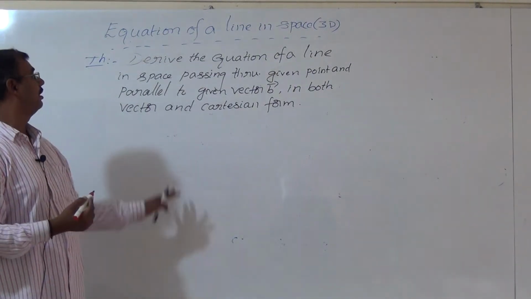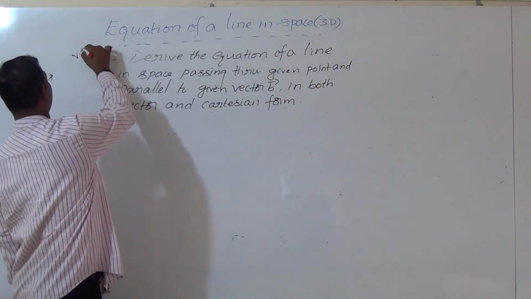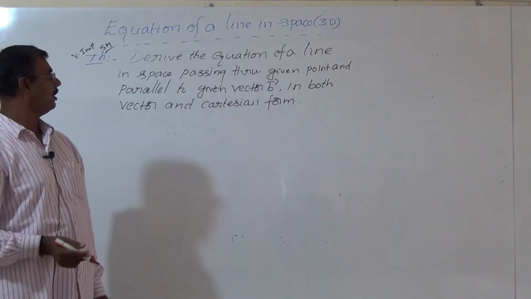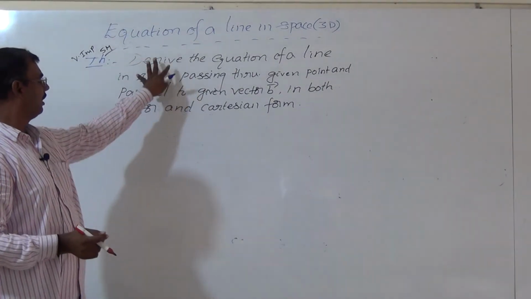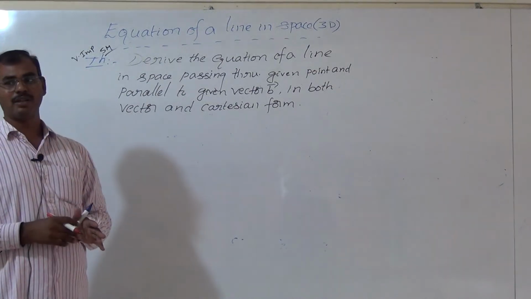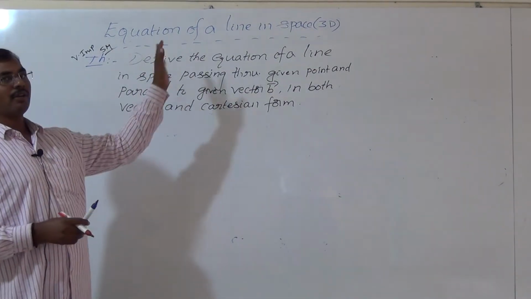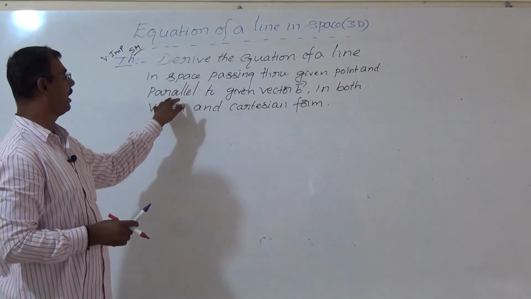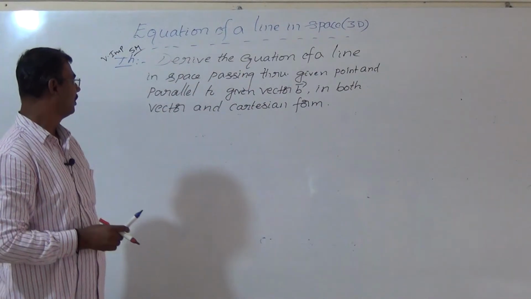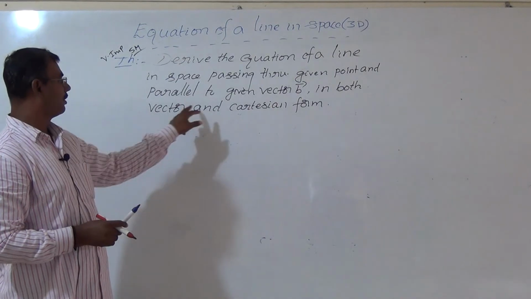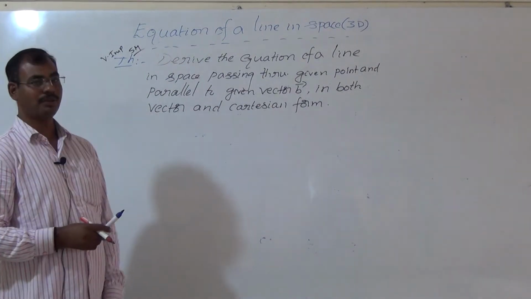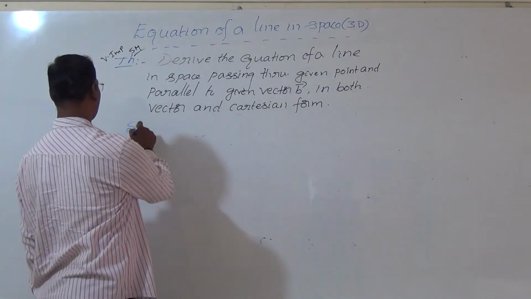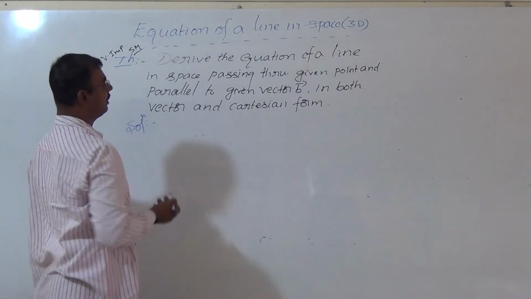So this is very, very important. Be thorough, all of you. It is a 5 marks question. So how to derive? They ask the question in the exam also like this: derive the equation of a line passing through the point and parallel to a vector in both vector form and Cartesian form. To derive this, what is required, what is given? So let us see the derivation.